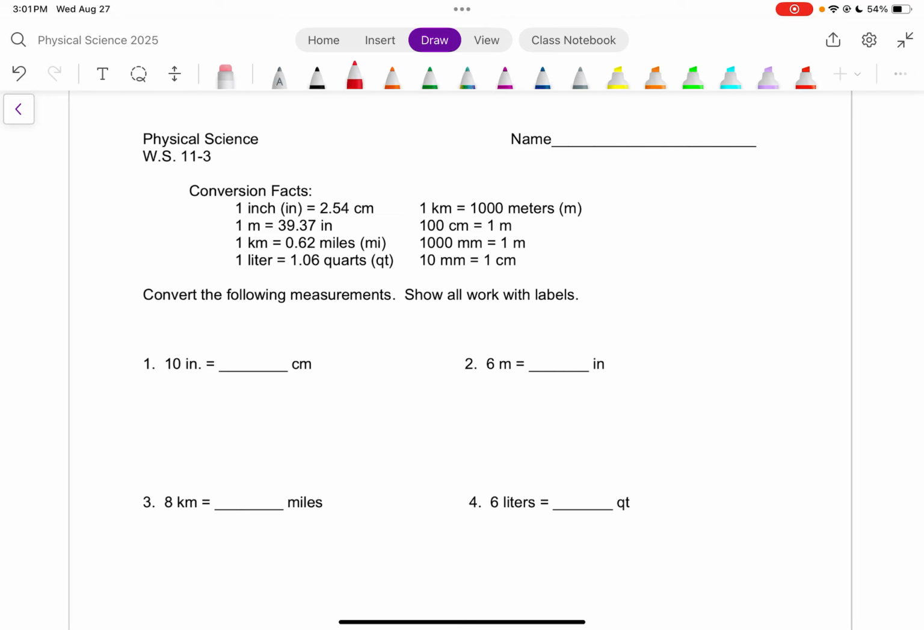I'm going to put an equal sign here, and I'm going to take my given and make it into a fraction. I'm just going to put it over 1 just like that. That's the first step. So I just put 10 inches over 1. That's all I have to do for that one.